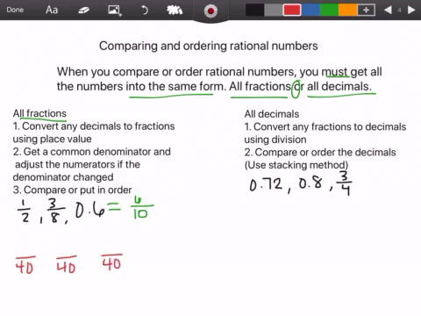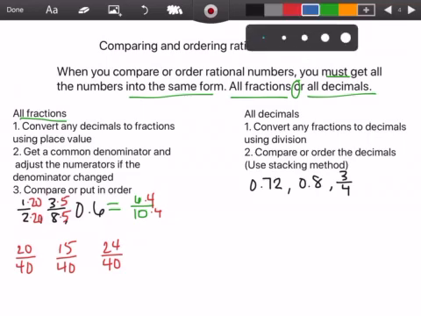So now we need to think, 2 times what is 40? 2 times 20. So I do 1 times 20, and I get 20. 8 times 5 is 40, so 3 times 5 is 15. 10 times 4 is 40, so 6 times 4 is 24. Now that I have them all in the same form with a common denominator, I can put them in order, maybe from least to greatest.